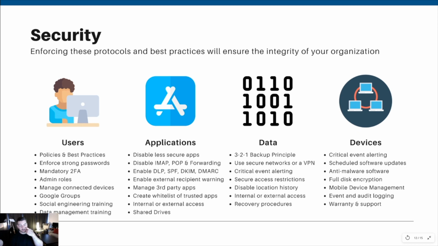Next thing we want to talk about is devices. So looking at devices, we have critical event alerting, scheduled software updates, anti-malware software, full disk encryption, mobile device management, event audit logging, and warranty and support. So again, for our devices, it's very important to make sure that we're doing critical event alerting. If something like a hard drive is failing on a device or a virus is detected, we need to know about that stuff.